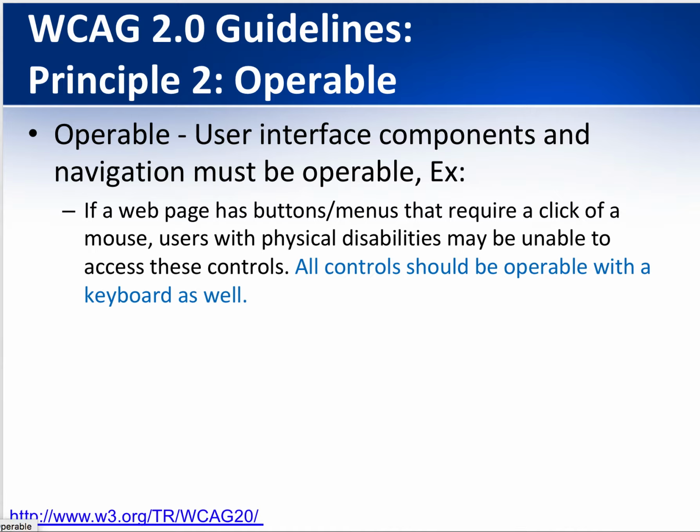Our next principle is operable. User interface components and navigation must be operable. So what does that mean? If a web page has buttons that require you to click with a mouse, that's great if you can use a mouse, but what if someone has physical disabilities? A mouse can be really tricky. So all controls should also be operable with a keyboard as well.